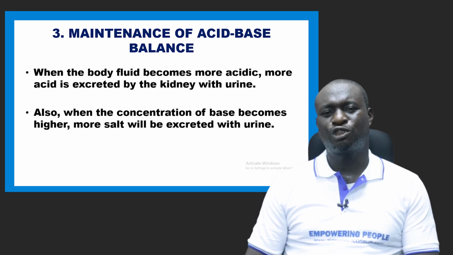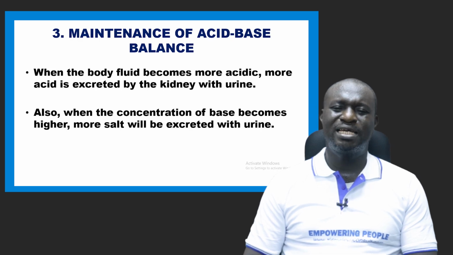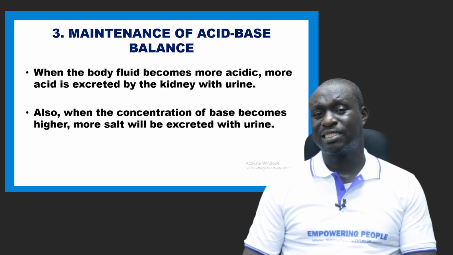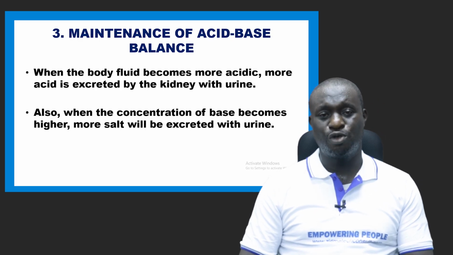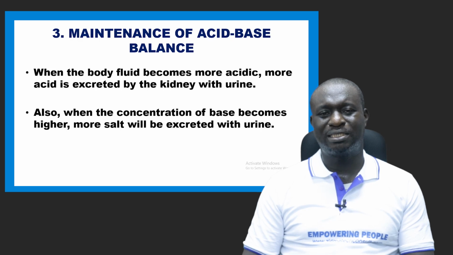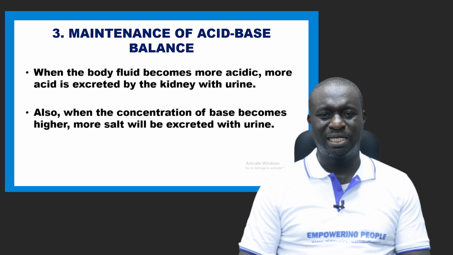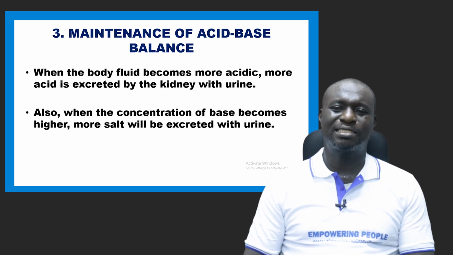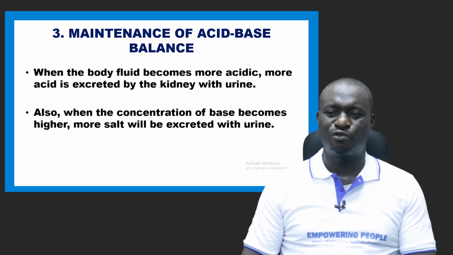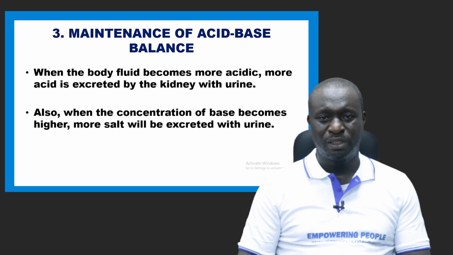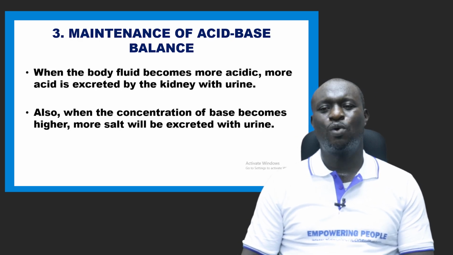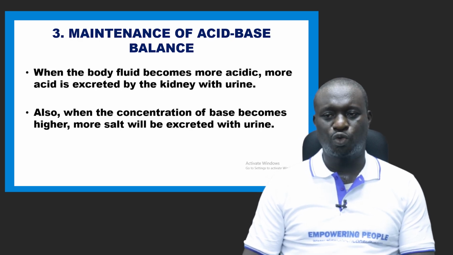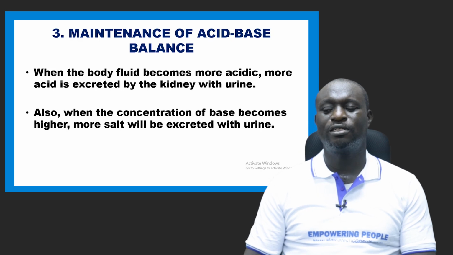Now, number 3 function of the kidney: the kidney helps to maintain acid-base balance. Remember, I said that this is also part of homeostasis. So it helps to maintain acid-base balance. Now, when the body fluid becomes more acidic, more acid is excreted by the kidney with urine. And also when the concentration of base becomes higher, more salt will be excreted with the urine.